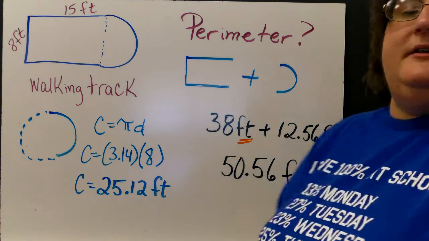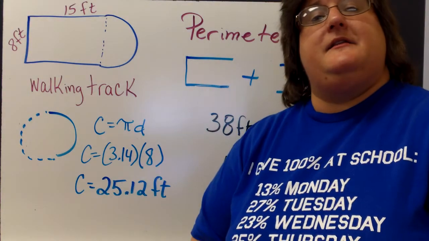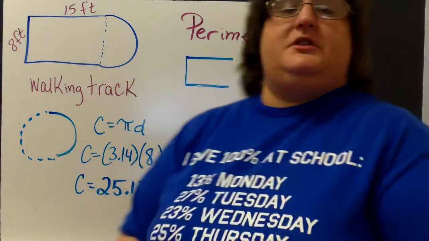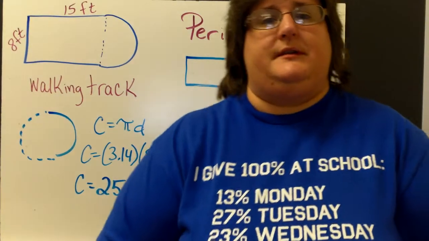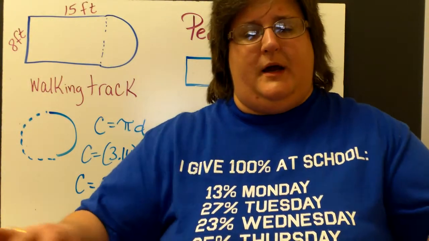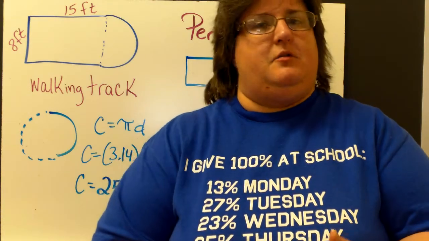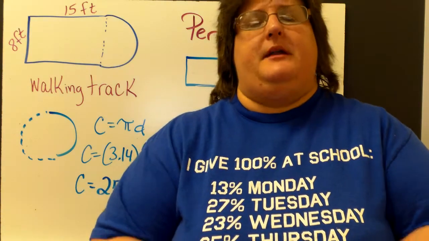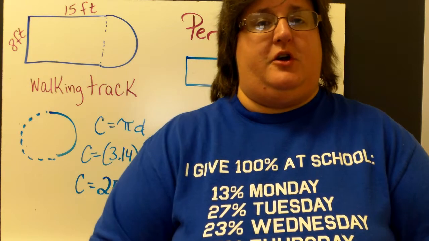And I underlined the units there to remind us that they are in feet, whether they were in inches or miles, even if we were in the metric system. The fact that perimeter and circumference is all one unit, not square units, not cube units, but just one single unit, whatever you start off with.